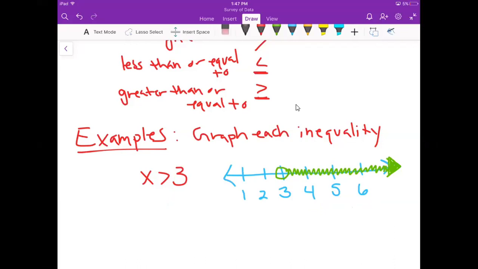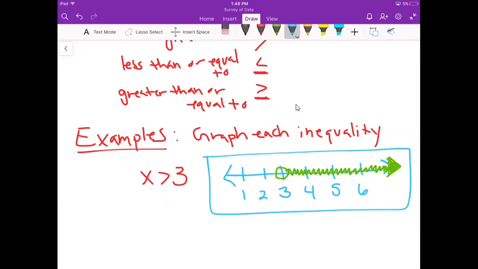Okay? And right here, we've solved it. We have graphed that inequality x greater than 3.